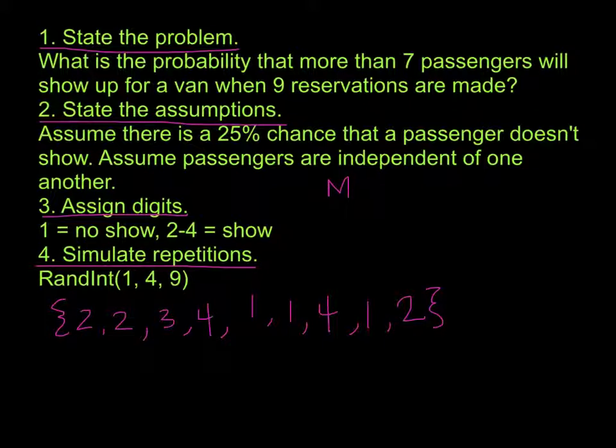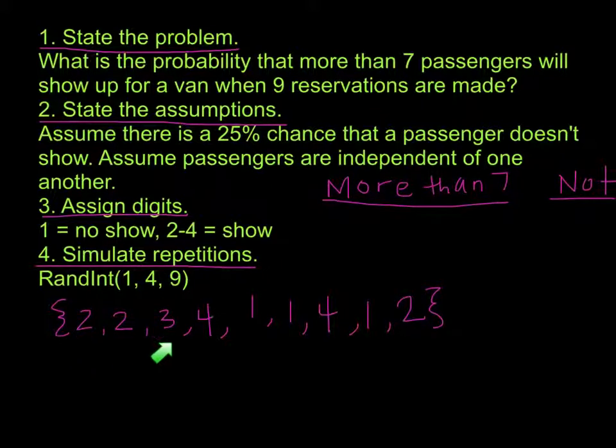I'm going to create my 2 categories. So here I'm going to have more than 7. And here I'm just going to put not more than 7 for my other category. Again, so I can keep track of how many repetitions I've done total. When I look at this set here, my no-shows are my ones. So if I had 1, 2, 3 people not show up, that means I had 6 people that did. So this is in the case where I do not have more than 7 show, so we would actually be okay. The van company is not going to be overbooked and have some angry people.